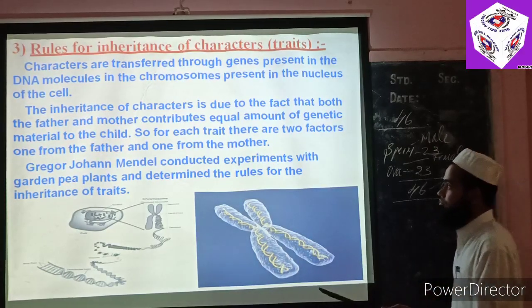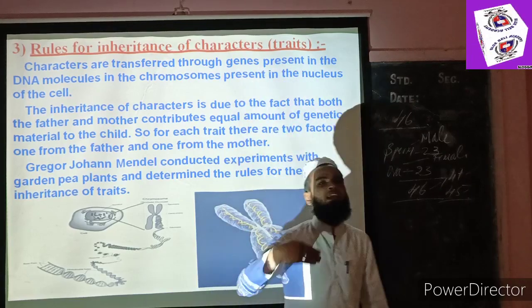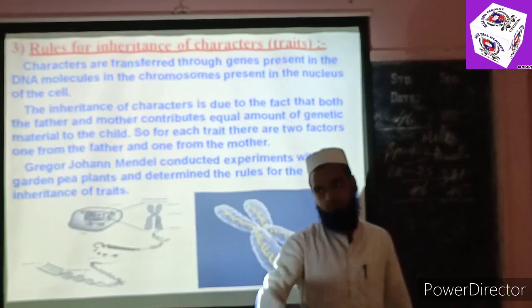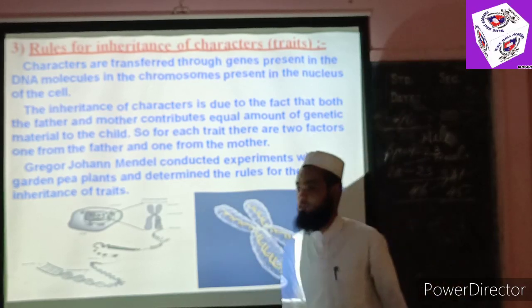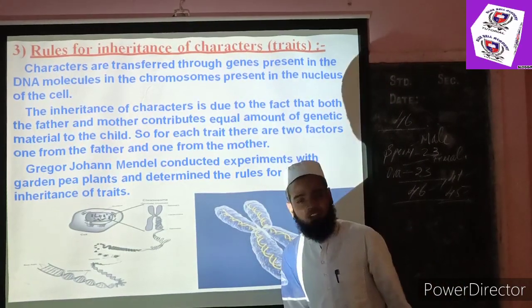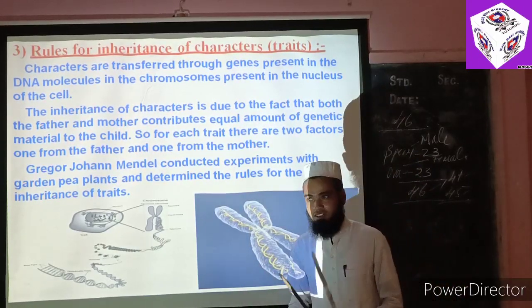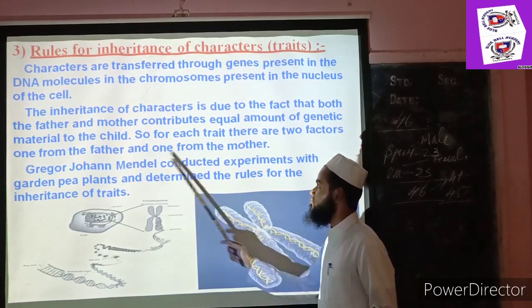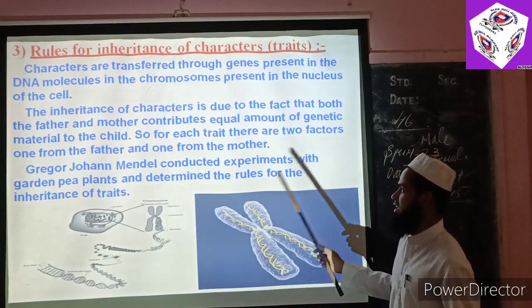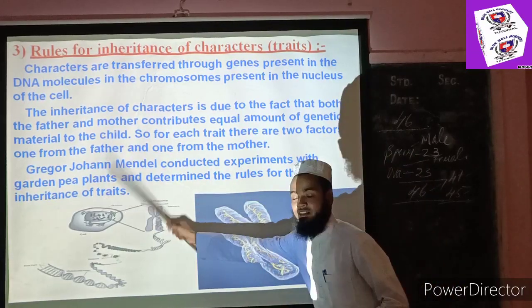Now we have to determine how these characters are going to be transmitted from one generation to the next generation. For that, different scientists have conducted different experiments. One of the pioneer scientists is Gregor John Mendel. He conducted experiments with garden pea plants and determined the rules for the inheritance of character.